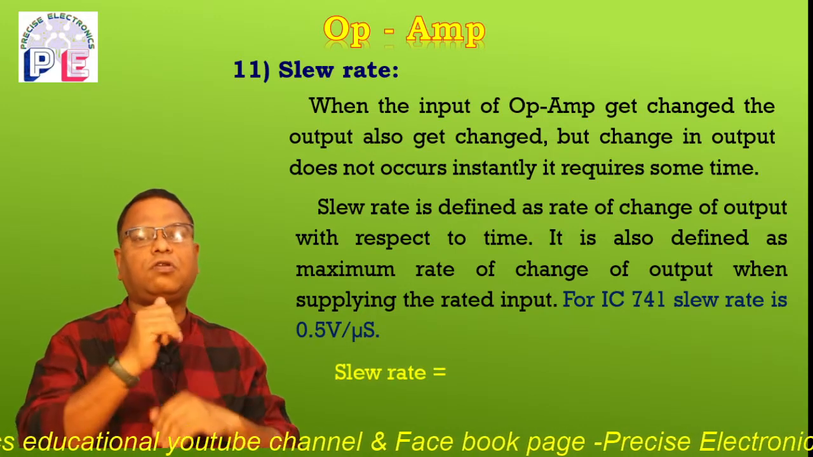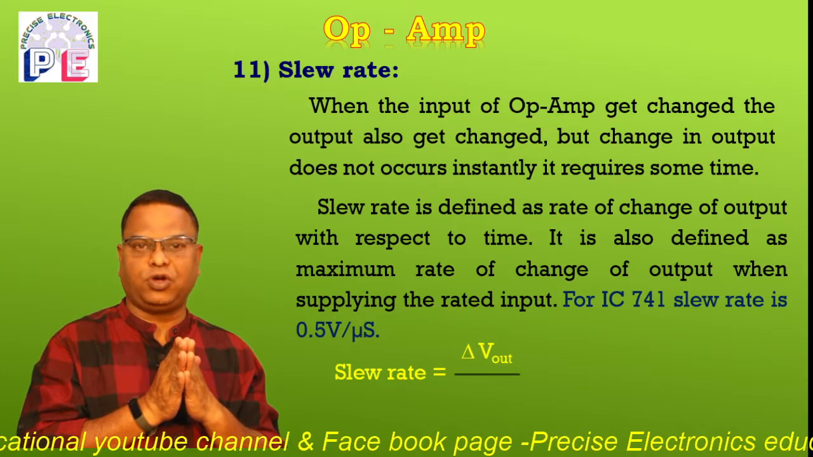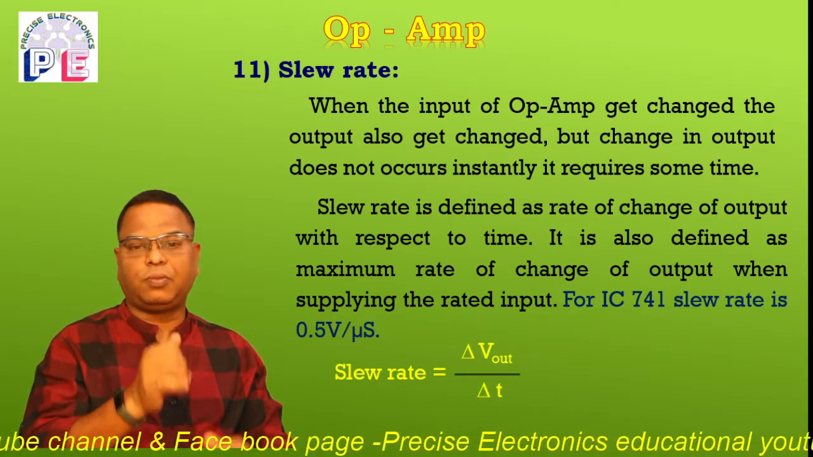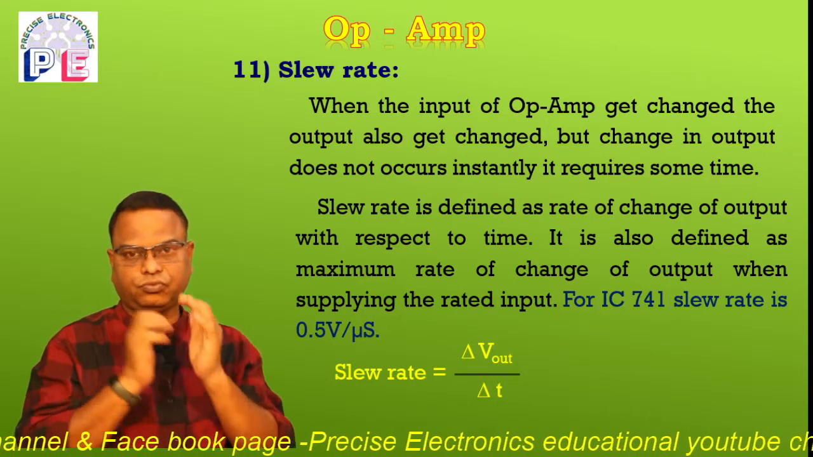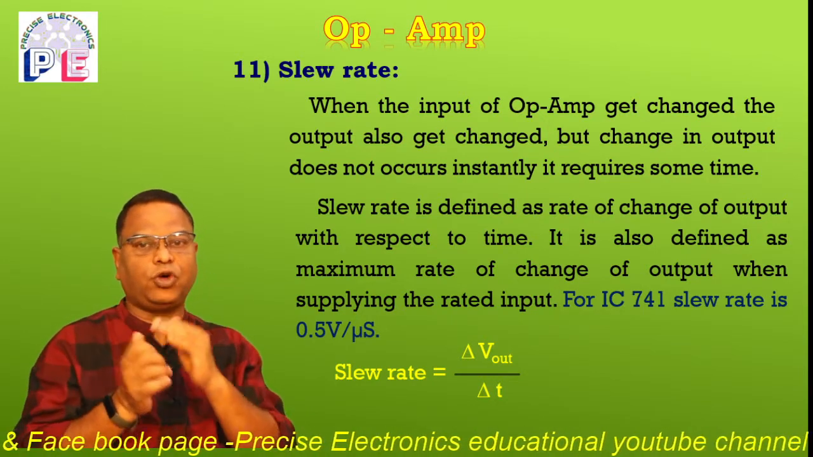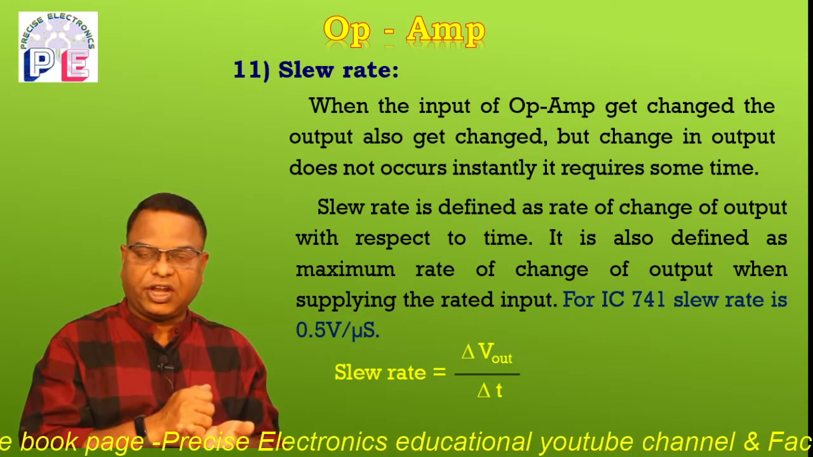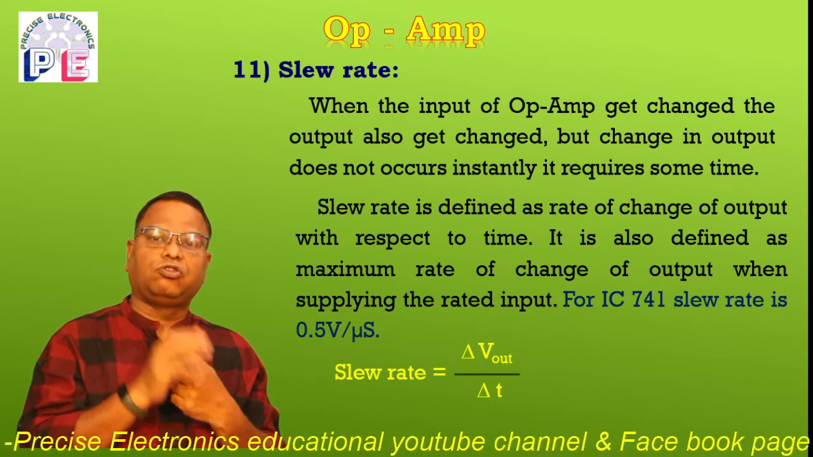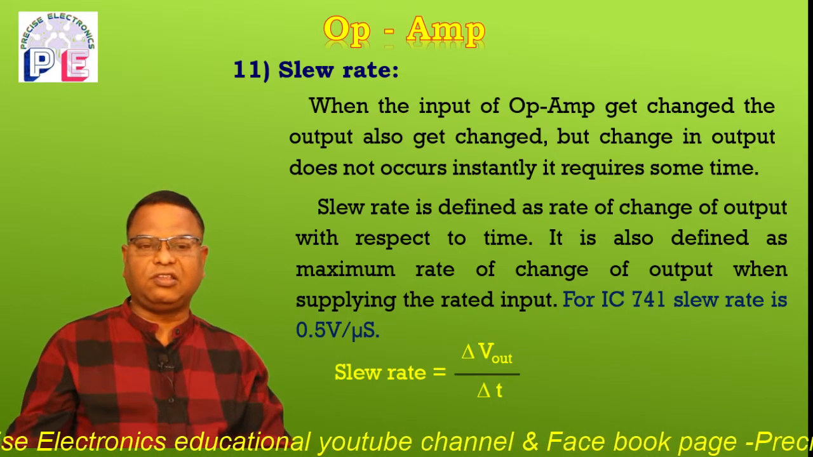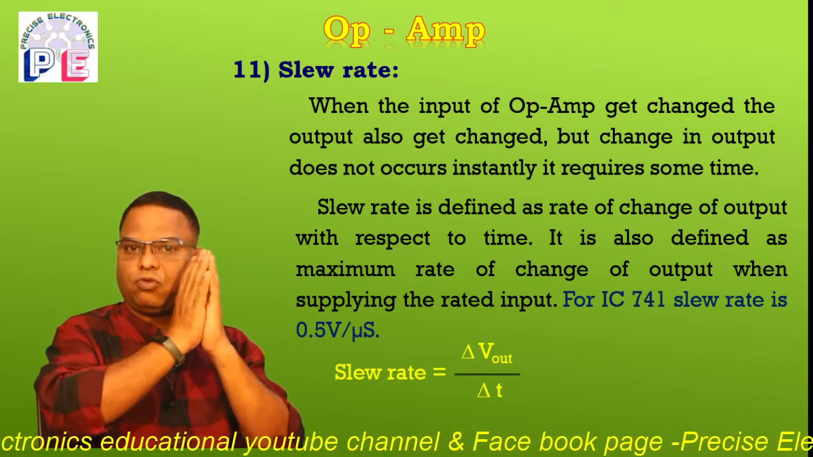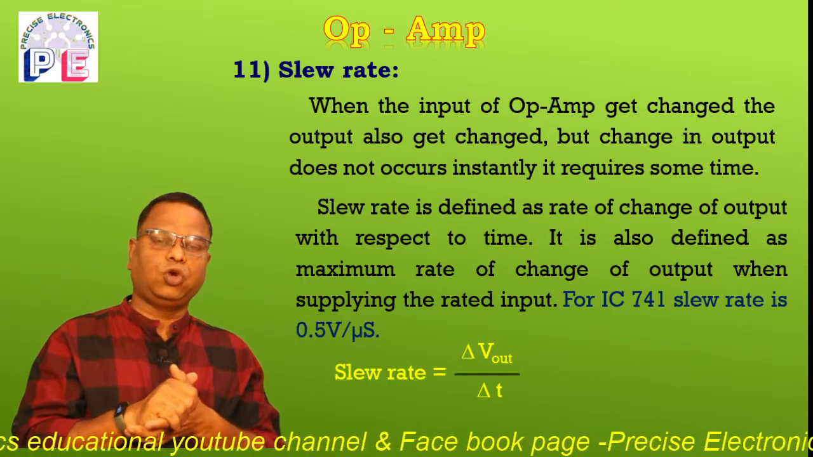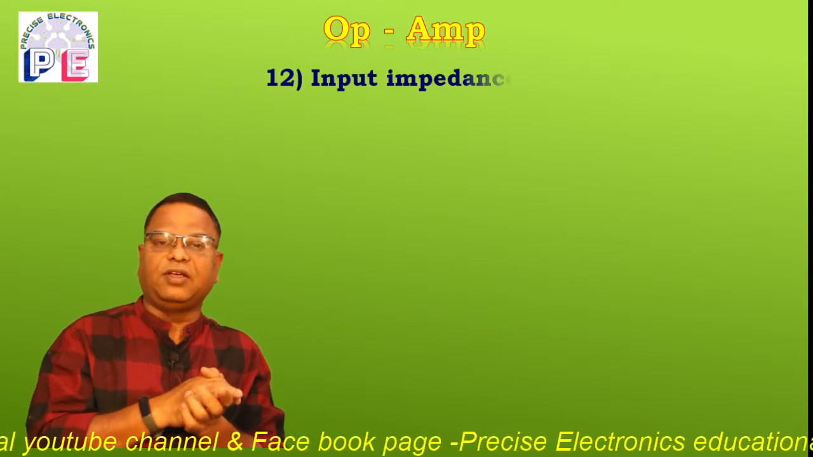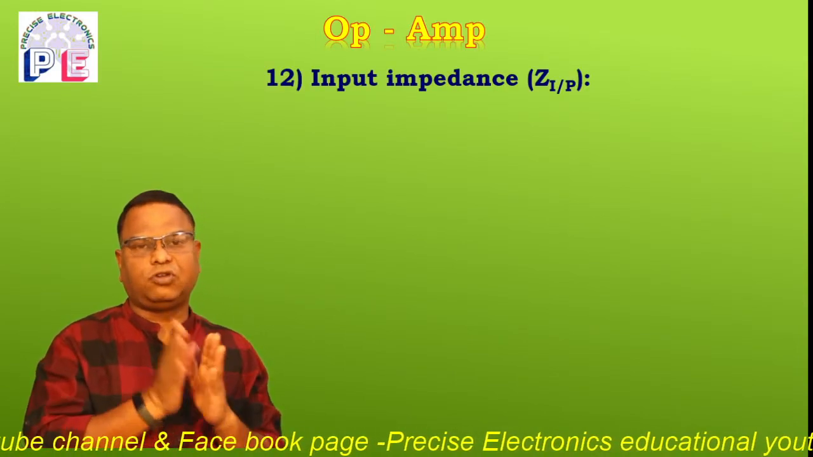And the slew rate of our IC, that is the IC741 op-amp, is 0.5 volt per microsecond. The change in output is 0.5 volt, and the time required to change the output is a microsecond. So 0.5 volt per microsecond is the slew rate of IC741.